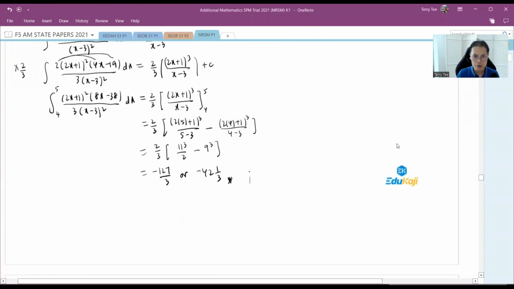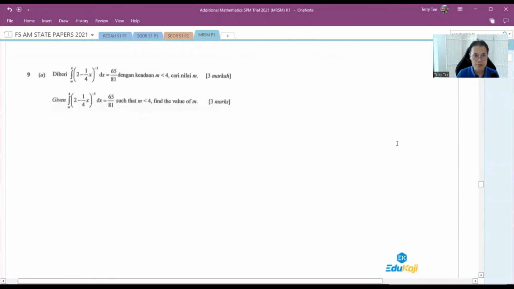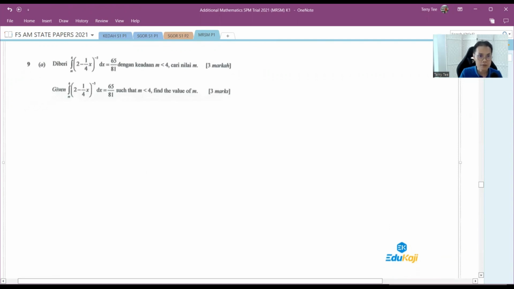Okay, moving on to question number 9. All right, this is also integration. Number 8 also integration. Number 9 also integration. So here we are supposed to find the value of m, given that the definite integral of this equals 65 over 81.